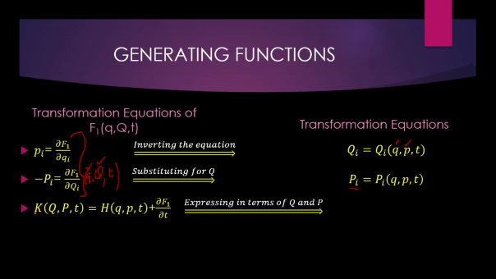Now here also, K has to be in terms of capital Q, capital P and time t. So all the terms which involve small q and small p will be written in terms of capital Q and capital P, so that we get a new function dependent only on capital Q, capital P and time. So this is how the transformation equations can be obtained if you know the generating function.